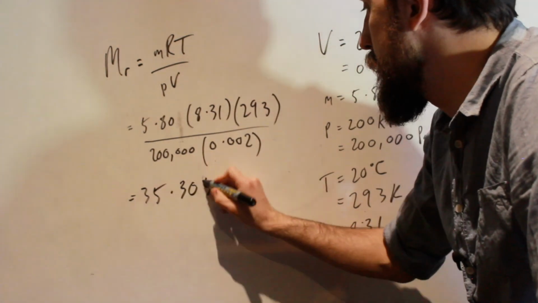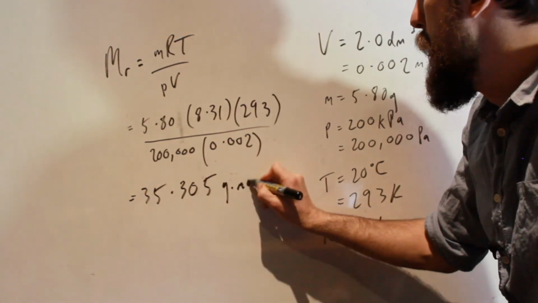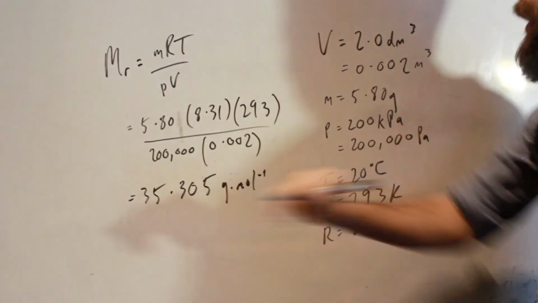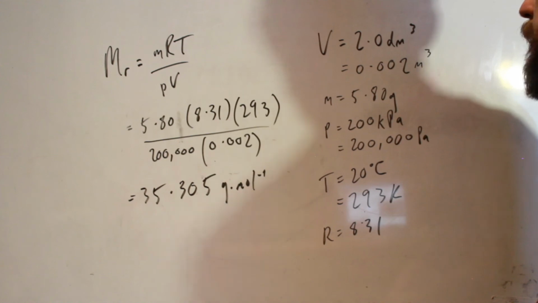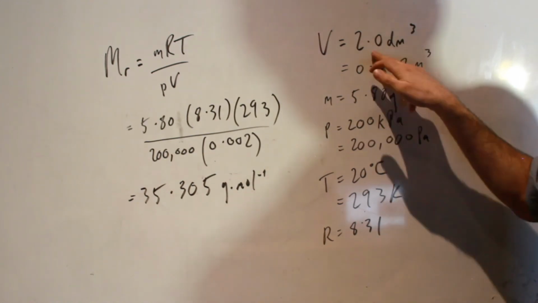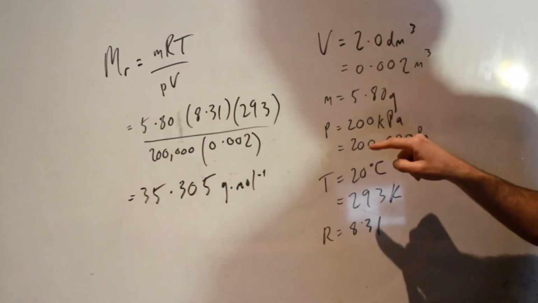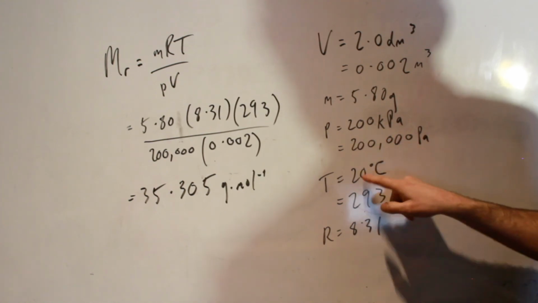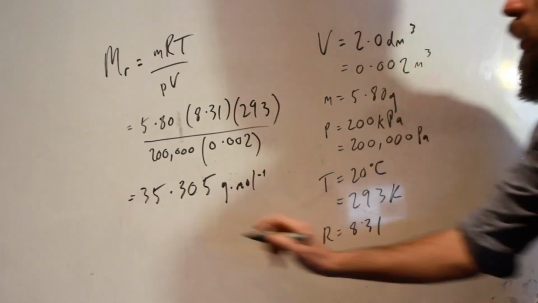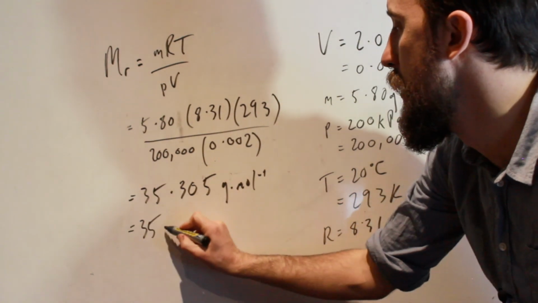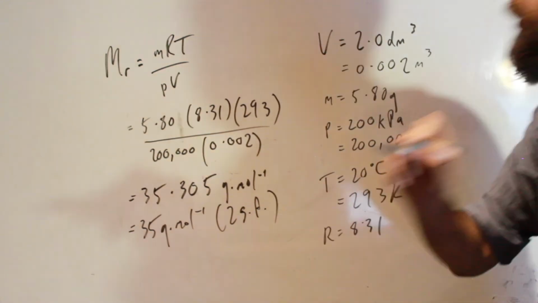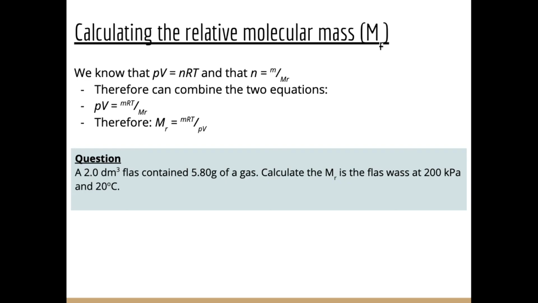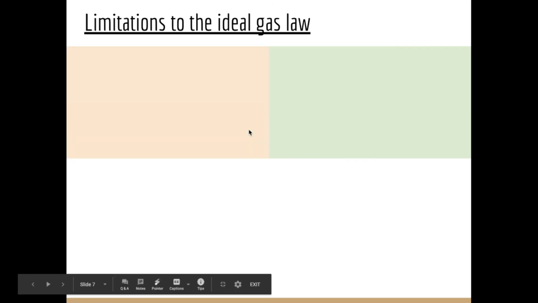35.305. Let's look at significant figures this time. Units, grams per mole, g mol^-1. Remember, our answer is only as accurate, or only as precise, maybe is the better word to use, as our least precise measurement. We were given 2 significant figures, 3 significant figures, 3 significant figures, 2 and 2. So we've got to have 2 significant figures, so it'd be 35 grams per mole to 2 significant figures. Lovely. Let's check the answer and hopefully it is the same. We get 35 grams per mole.